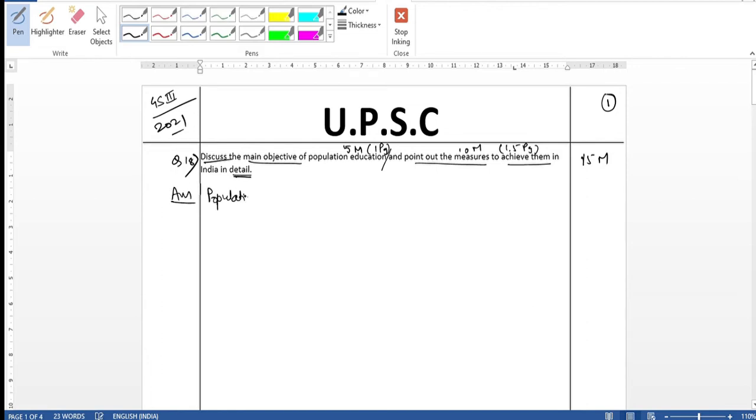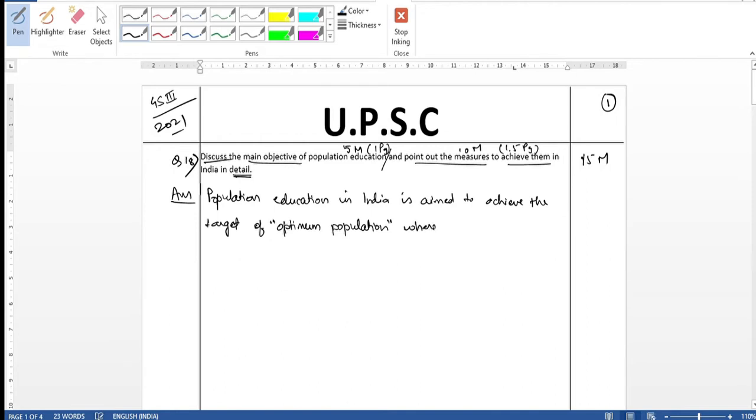Population education in India is aimed to achieve the target of optimum population, where the population to resources ratio is in favor of India, due to its high population burden. Or point out the measures to achieve them in detail.